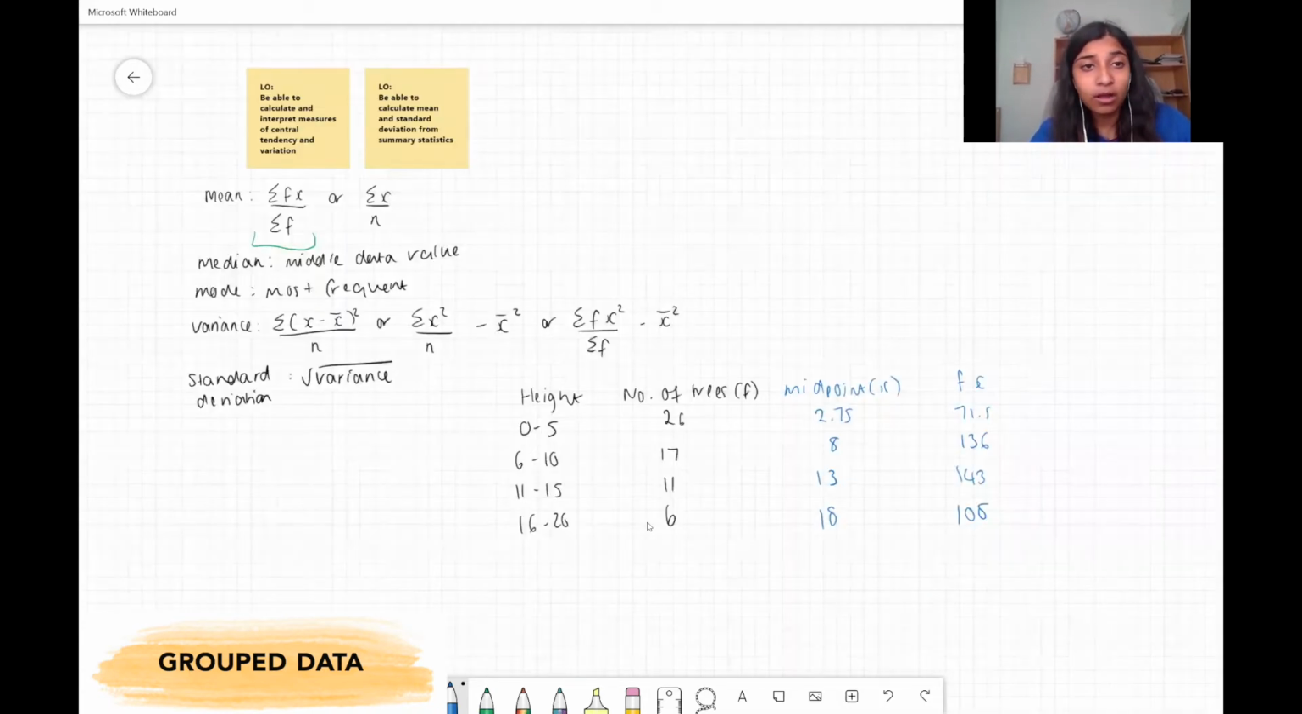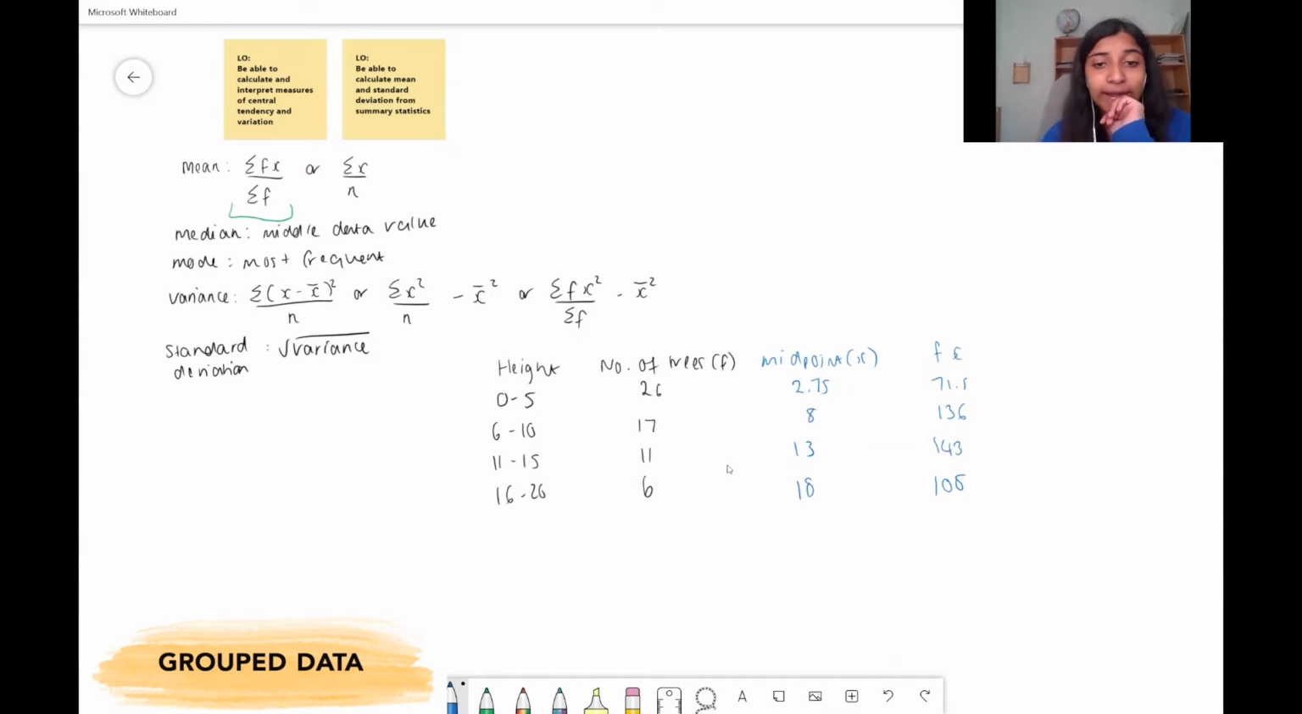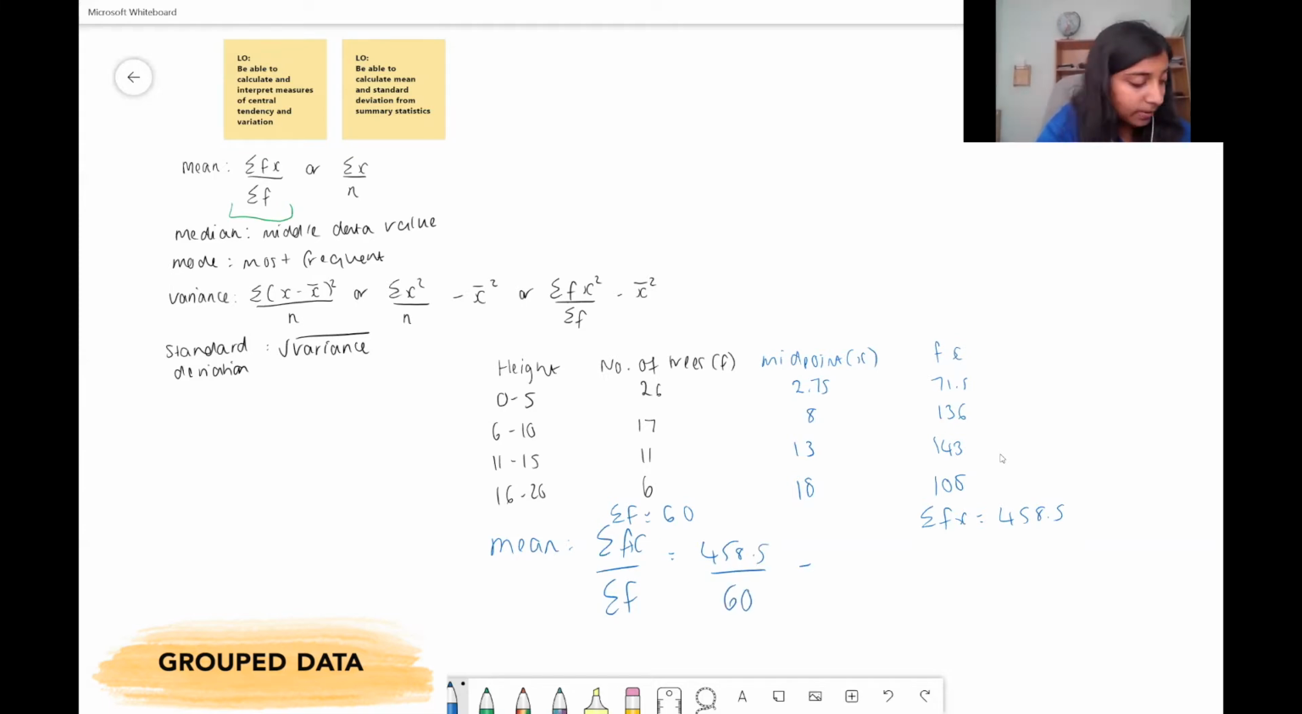So now that we've got our fx, we've also got our f, we can just calculate the mean, which would be your sum of fx over the sum of f. So we want to sum up all our fx. Our sum of fx, if we add up this whole column, would be 458.5. And if we do the sum of f, so add up this whole column, you'd get 60. So we can just do 458.5 over 60, and that would be equal to 7.64 meters to 3 SF. So that's how you calculate your mean for group data.